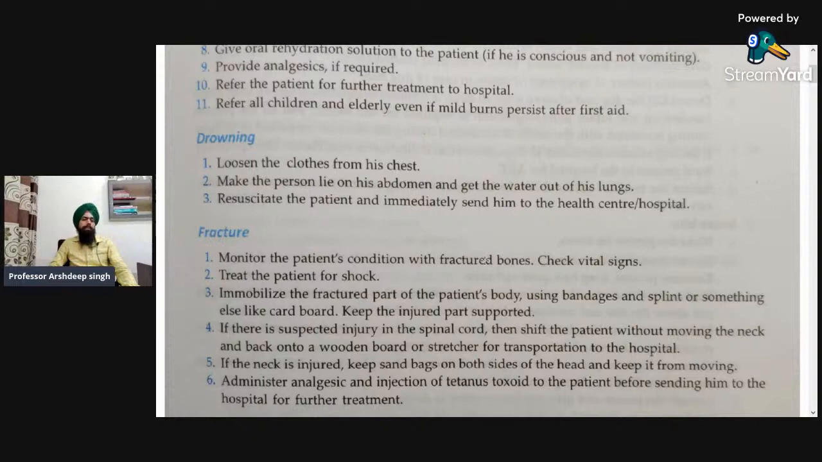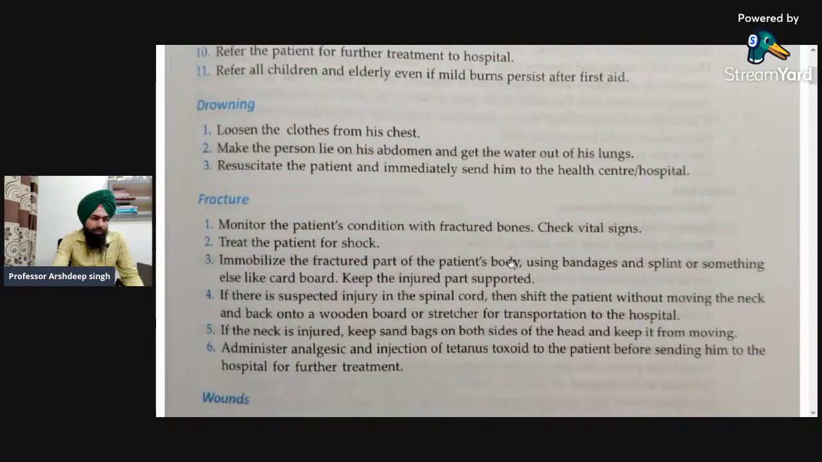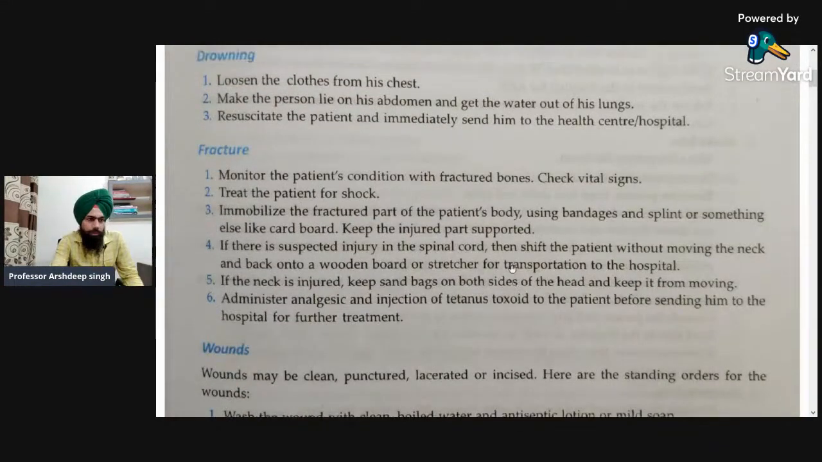Next, resuscitate the patient and immediately send him to the health center of the hospital. Okay. Next are the fractures. Basically, we are talking about the minor condition of the fractures in this. How can we manage the condition of the fracture?